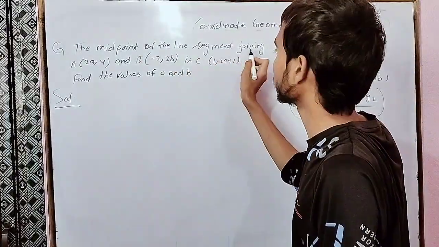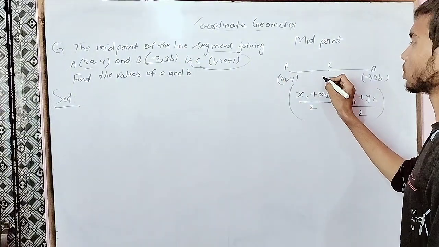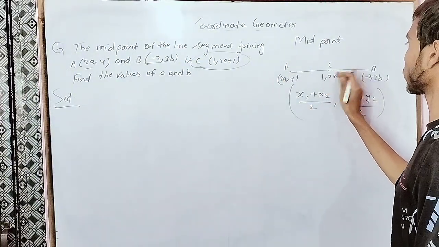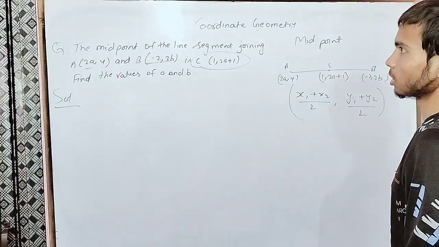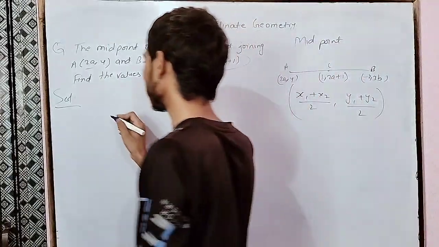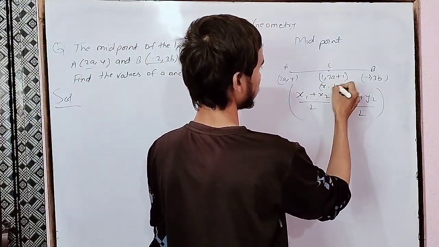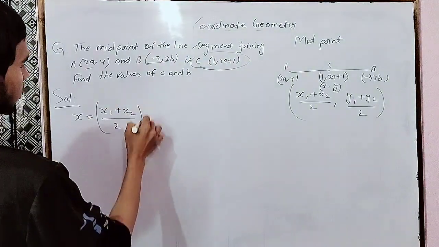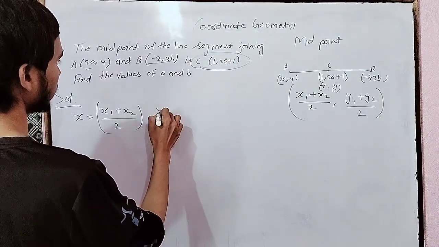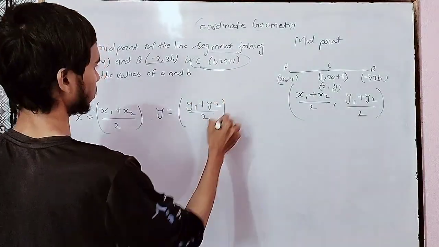The midpoint of the line segment joining these two points is (1, 2a+1). We are going to find a and b. Since the midpoint is given, we apply the formula: x equals (x1 plus x2) upon 2, and y equals (y1 plus y2) upon 2.